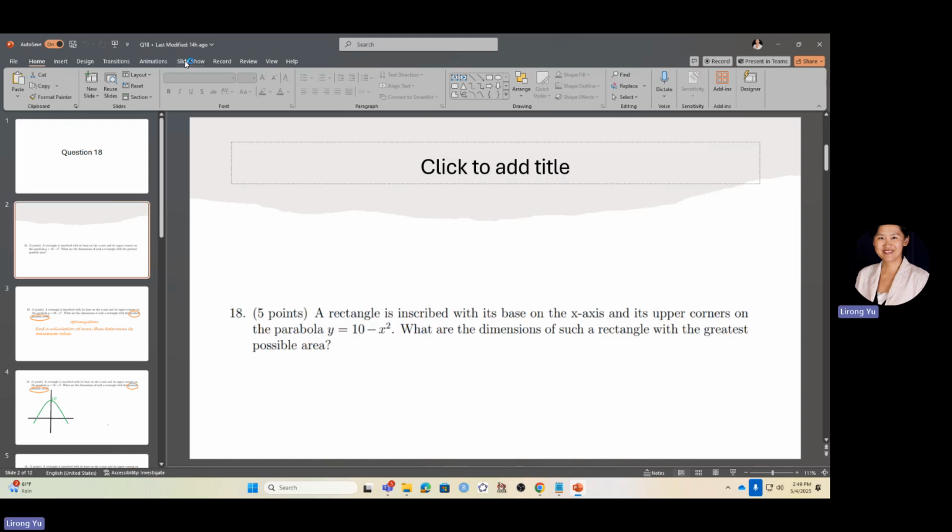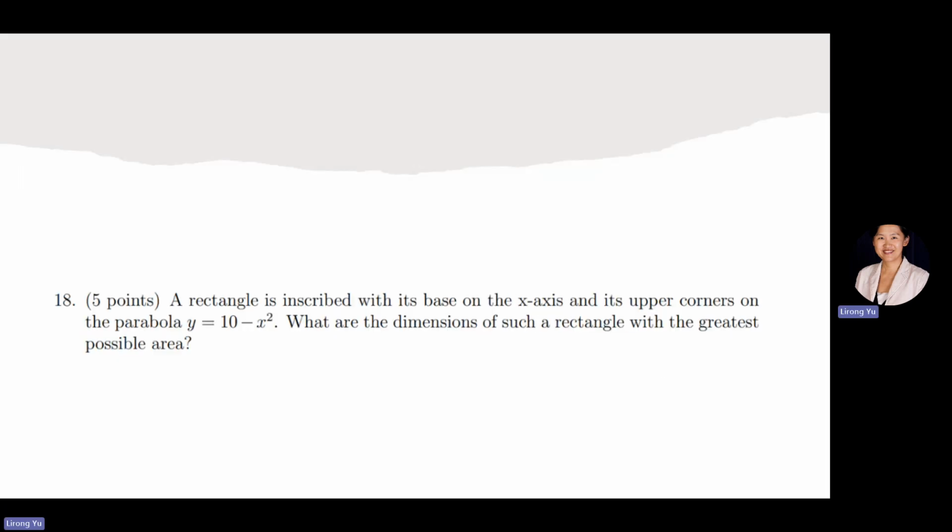Let's work on question 18. A rectangle is inscribed with its base on the x-axis and its upper corner on the parabola y equal to 10 minus x squared. What are the dimensions of such a rectangle with the greatest possible area? I wonder if you have any difficulty with this question.